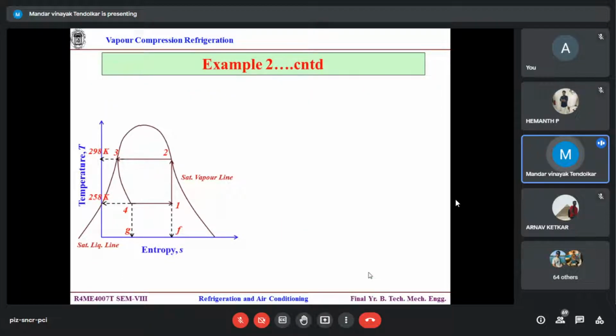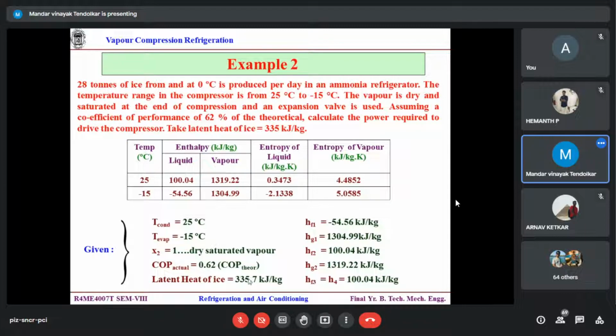This is my diagram. Now state 2 is at dry saturated. State 3 is entirely liquid, 1 is wet, and 4 is whatever it comes to, as far as H3 equal to H4 is concerned. So H2 is equal to Hg2, this vapor at 25 degrees. Do you agree? Yes, sir. Yes.